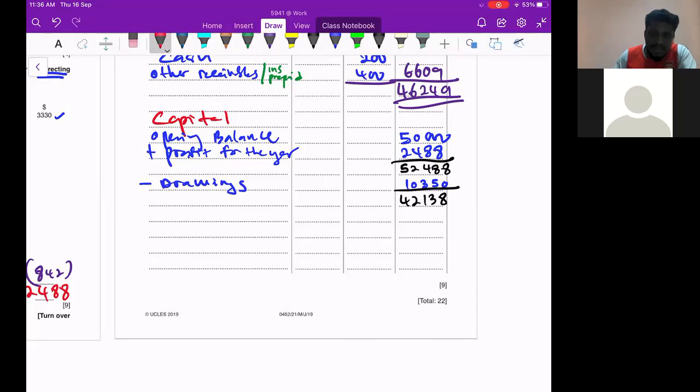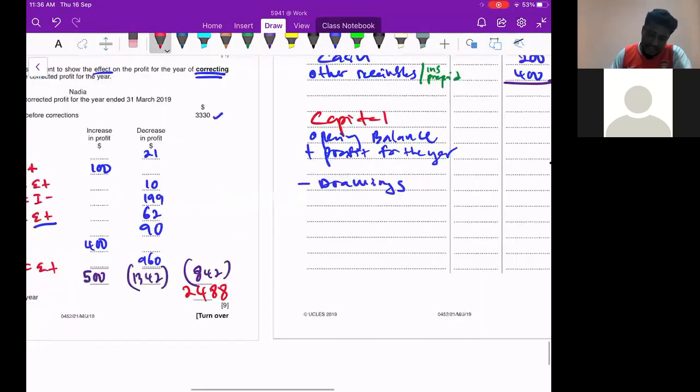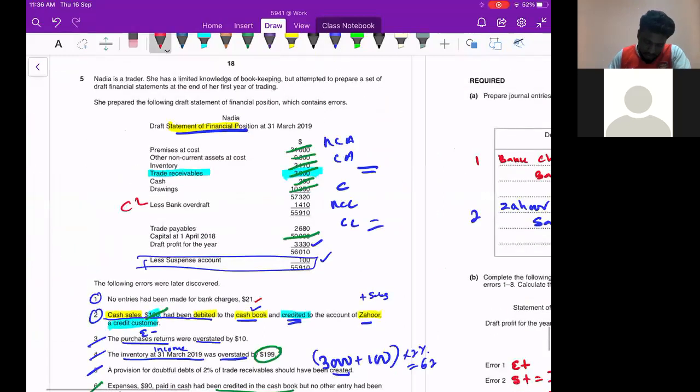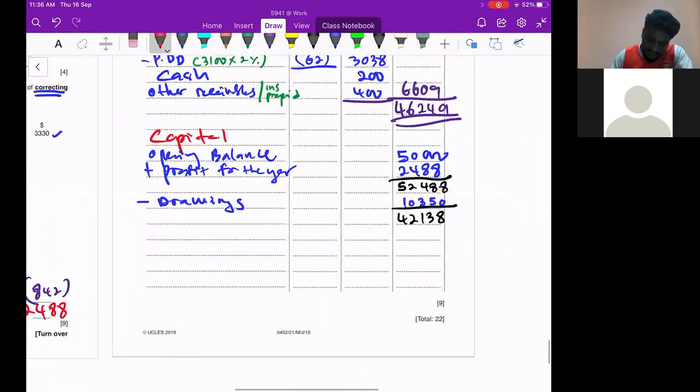After that, we are supposed to have non-current liabilities. But do you see any loan or anything? Non-current liability? No, I didn't see any non-current liability. So we straight away write current liability.